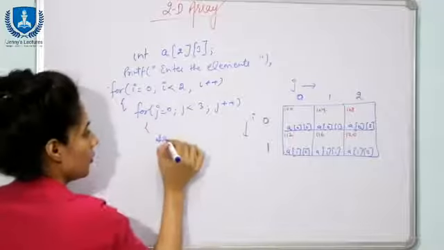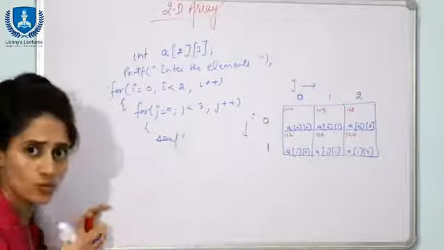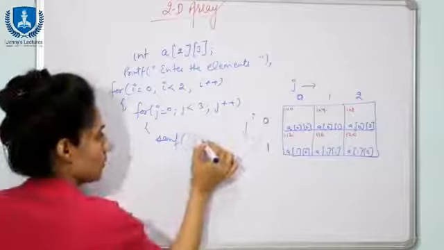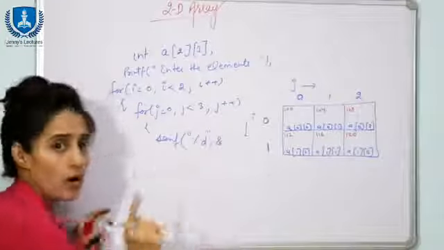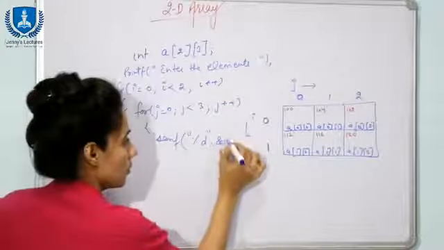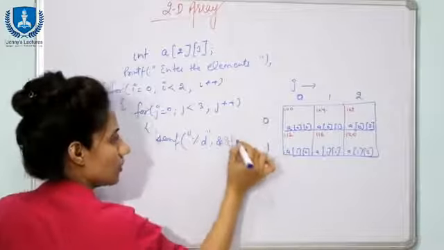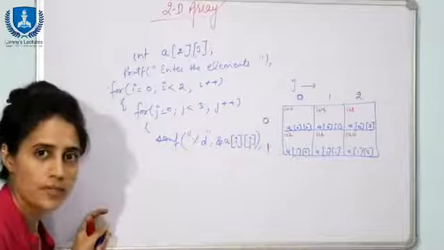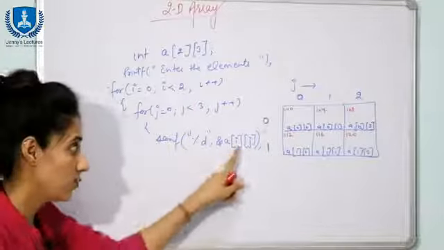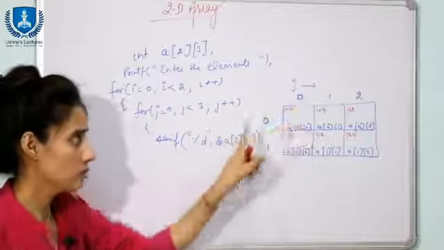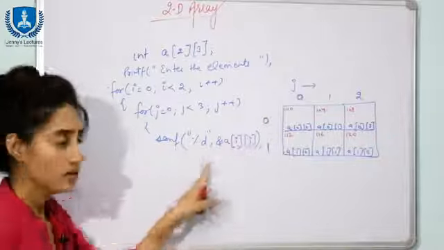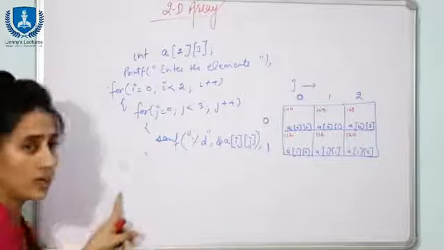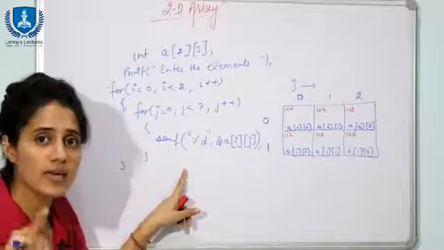And now you are going to write what? Which function is used? The scanf function would be used, %d. Now address of a of i and j, because here two indexes are there, one is i, one is for the column. So you are going to write i and j, right? This is how you are going to initialize the array at runtime.